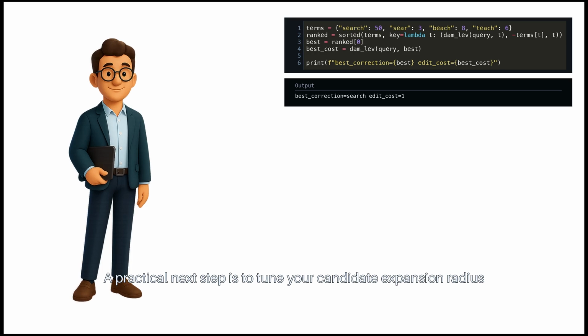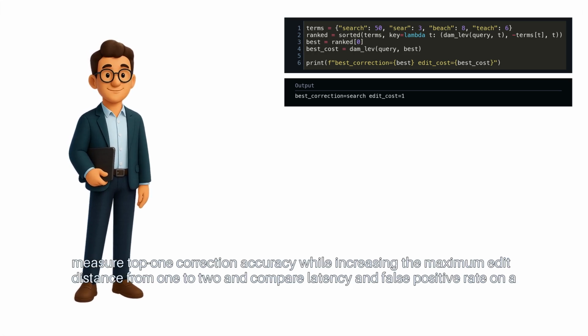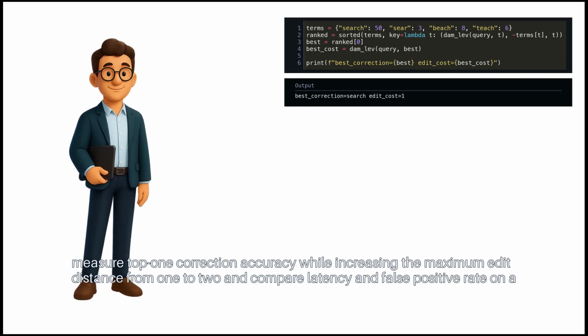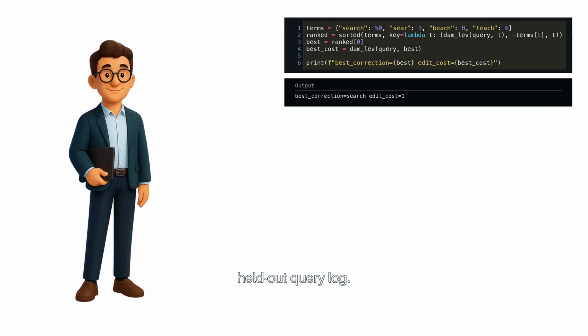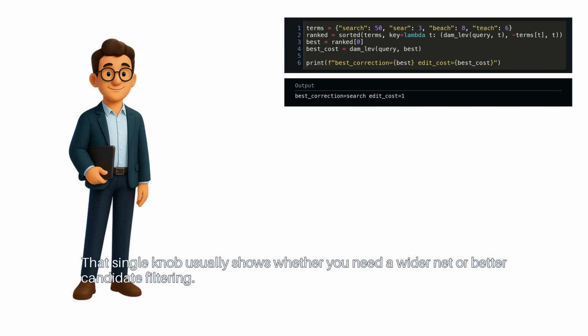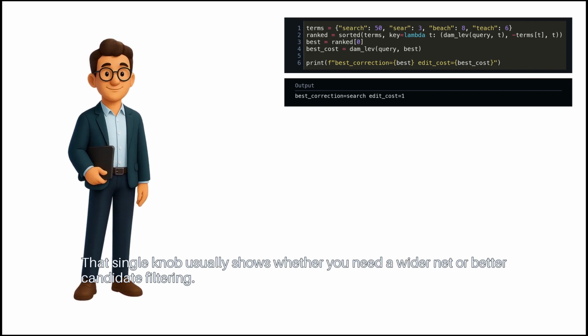A practical next step is to tune your candidate expansion radius. Measure top 1 correction accuracy while increasing the maximum edit distance from 1 to 2, and compare latency and false positive rate on a held-out query log. That single knob usually shows whether you need a wider net or better candidate filtering.